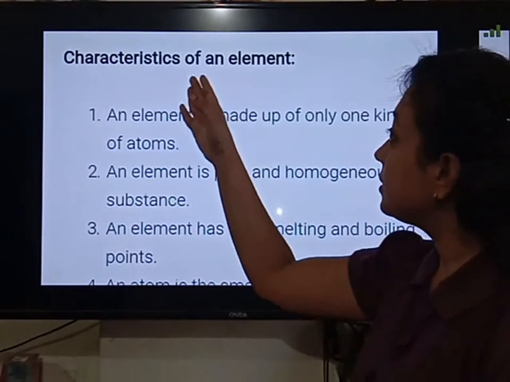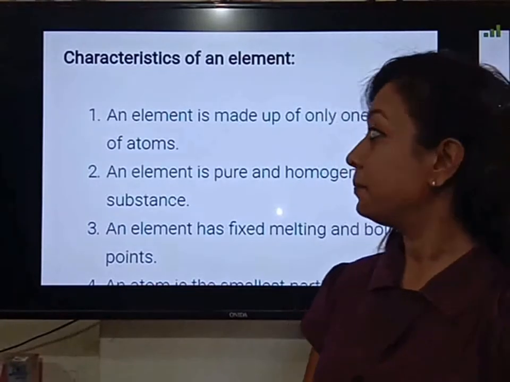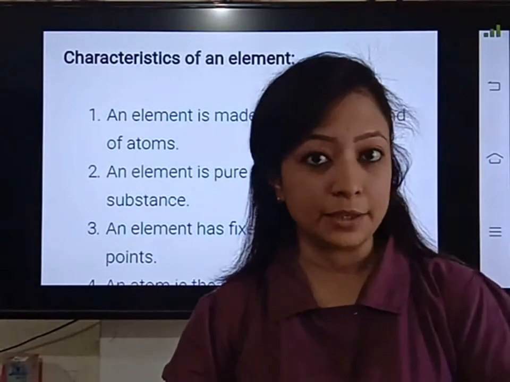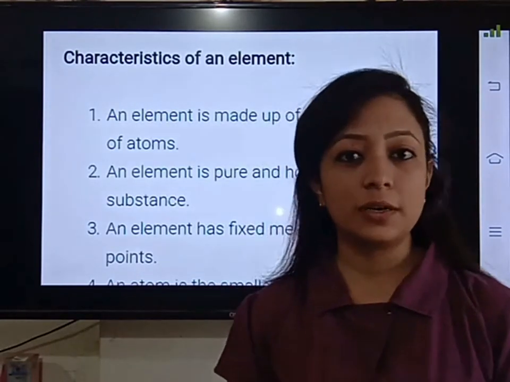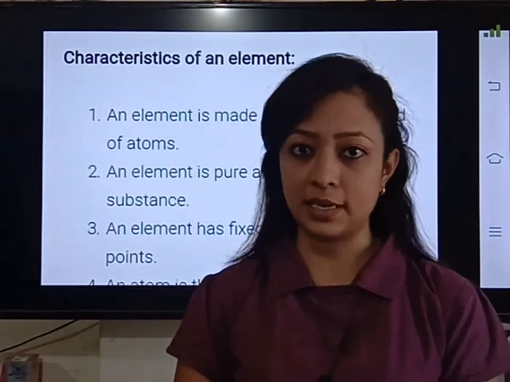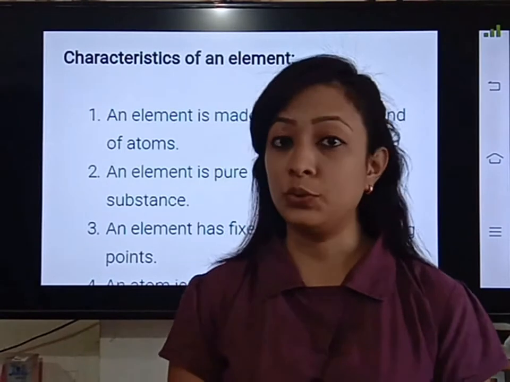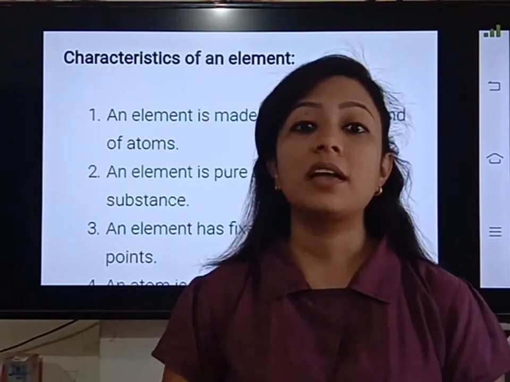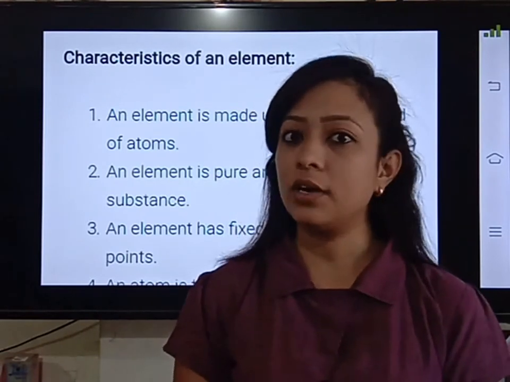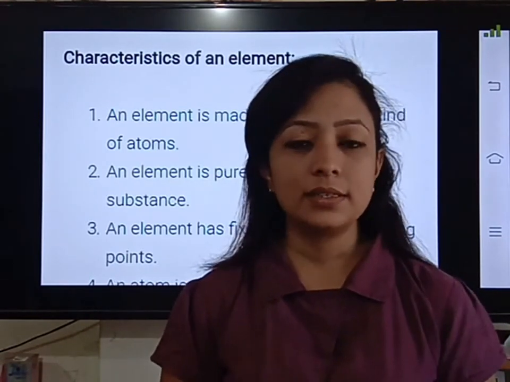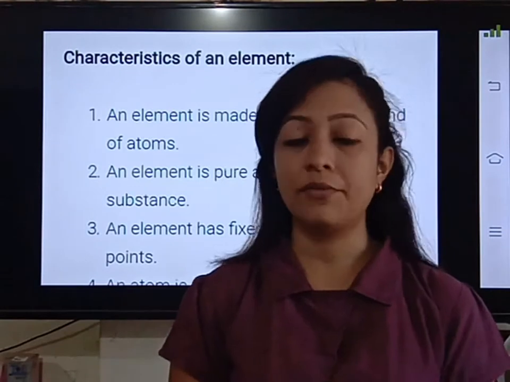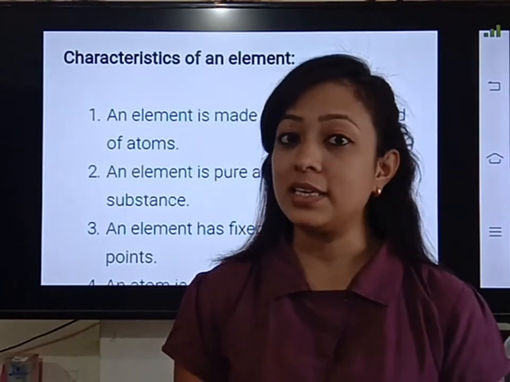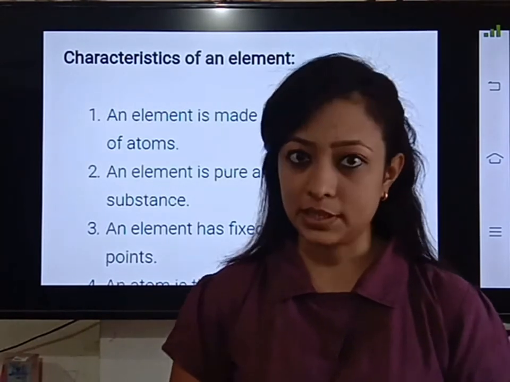So children, the characteristics of an element are: first, an element is made up of only one kind of atom. In my previous lecture, I told you the difference between elements and compounds. At that time, I told you that an element is made up of only one kind of particle. So in other words, we can say that elements are nothing but pure substances. If you are talking about a particular element, it means that particular element is nothing but a pure substance.